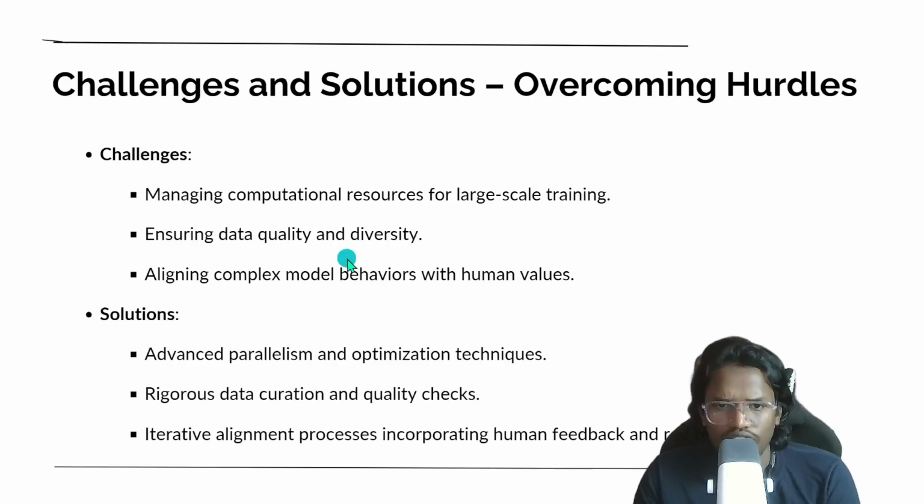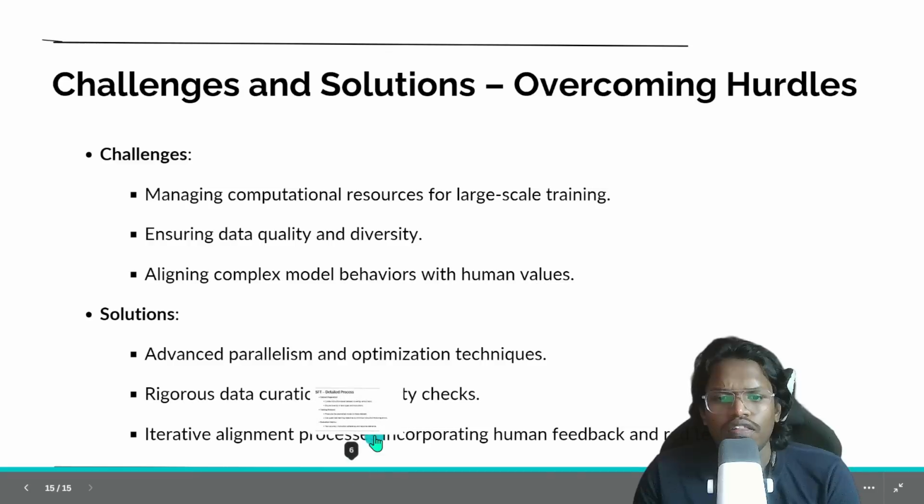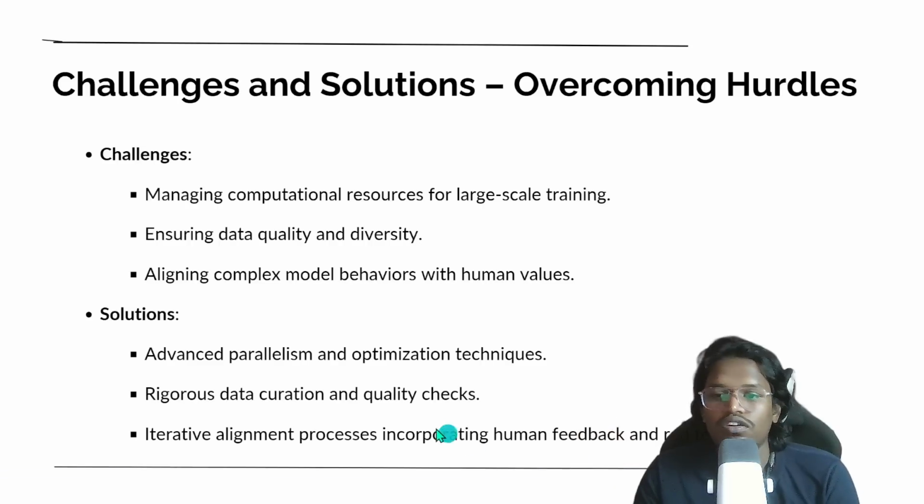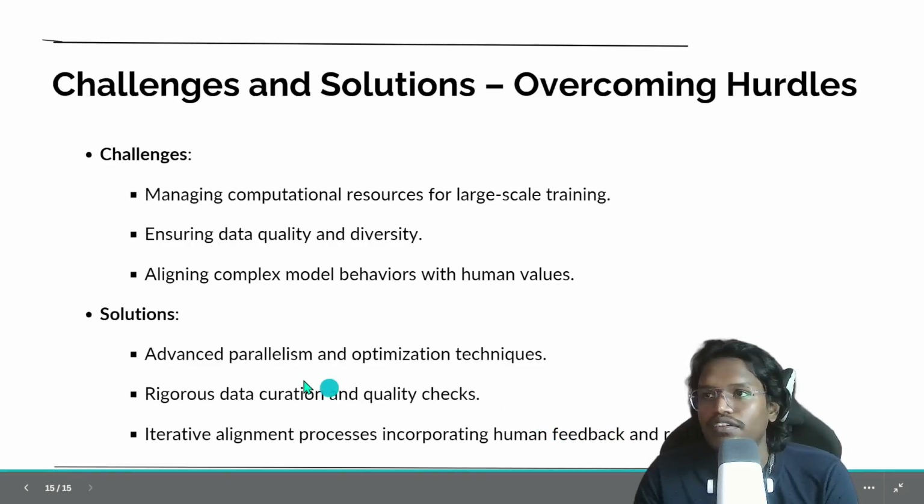As far as ensuring data quality, your curation should be very rigorous. Focus more on sourcing from a variety of resources rather than the same source, and make sure that you have a QC team to check whether the data is good or not, taking some samples out of the data set. And then iterative alignment will align the model to complex behavior, where you'll use human feedback and red teaming.